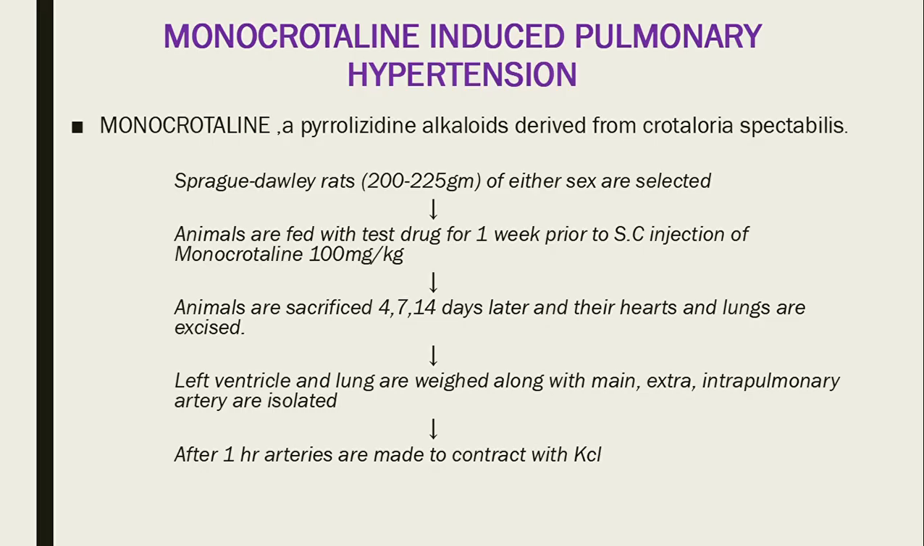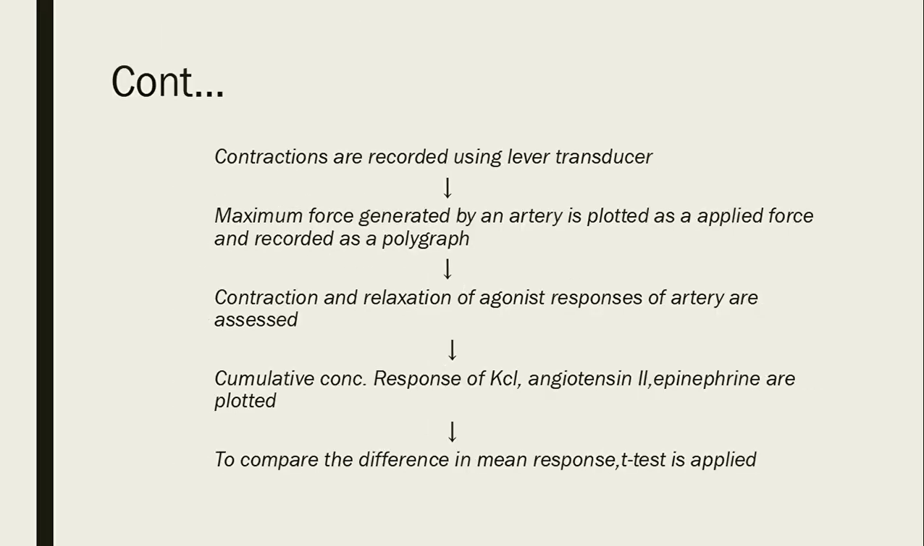Then after 1 hour, arteries are made to contract with KCl, potassium chloride. Contractions are recorded using a force transducer. Maximum force generated by an artery is plotted as applied force and recorded on a polygraph. Then contraction and relaxation responses to agonists are assessed. Cumulative concentration responses of KCl, angiotensin 2 and epinephrine are plotted. To compare the difference in mean response, a t-test is applied. So this is the method of the test.